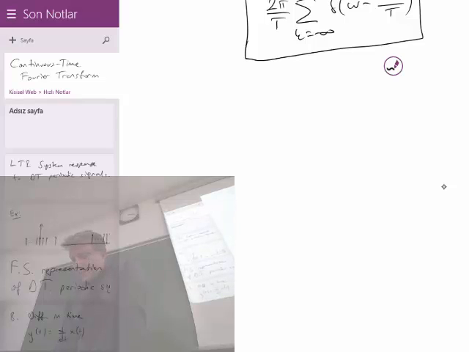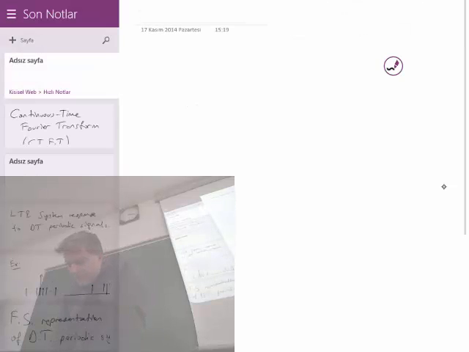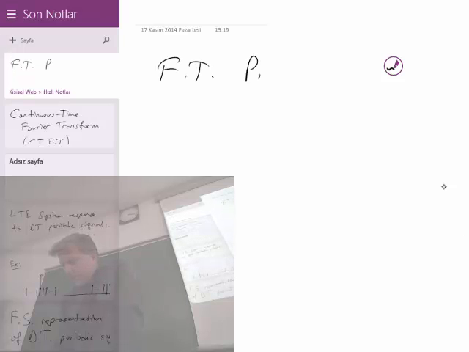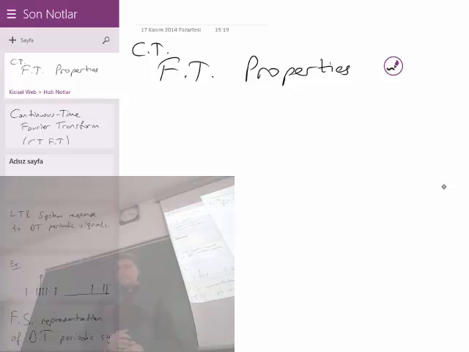From now on, as I promised in the previous hour, we will continue with the properties. Let's open a new page. The Fourier transform properties. This is continuous-time Fourier transform properties, of course, because that's the chapter. And these properties will help us solve Fourier transform questions. We already found the Fourier transforms of some very basic things. Some examples we have seen. Some of the examples we didn't cover here, but they are available in the book.